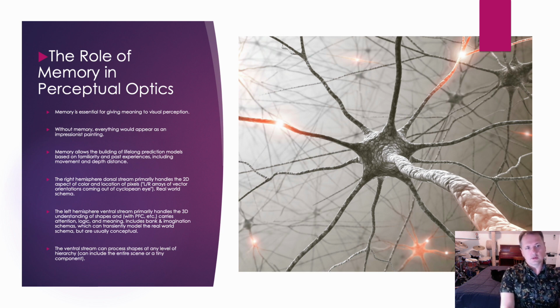And the ventral stream can process shapes at any level of hierarchy, so you can pay attention to an entire scene, the shape of the entire scene, the contour, the topological profile of the skin or point cloud of the whole scene that you're looking at, or you could zoom into just one particular item, like a writing pen or something, and just focus on the shape of that one thing.